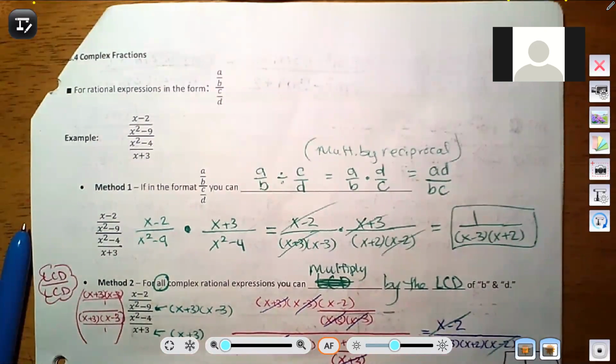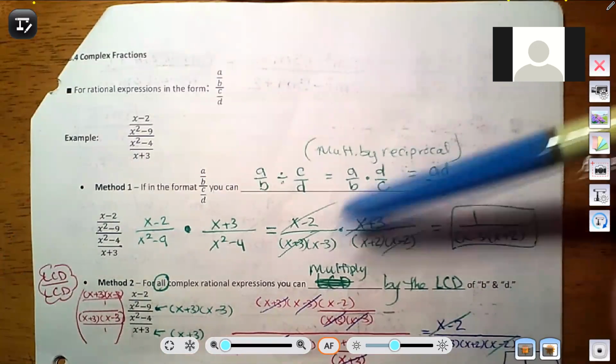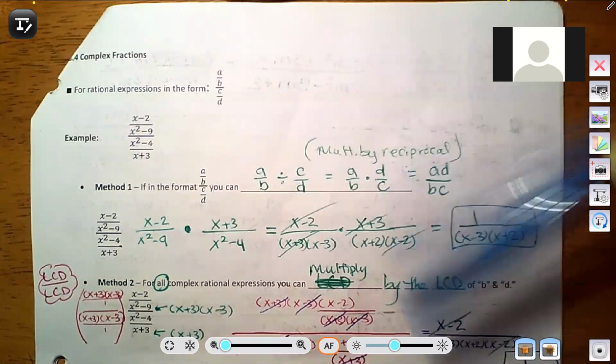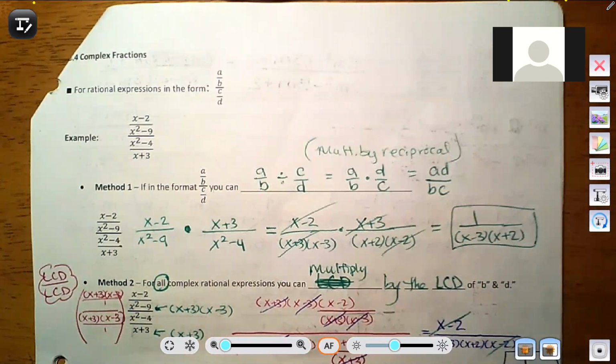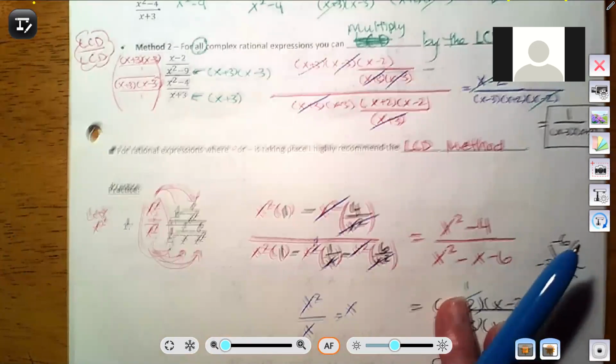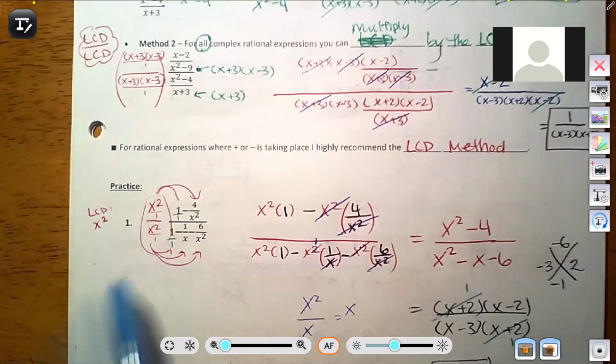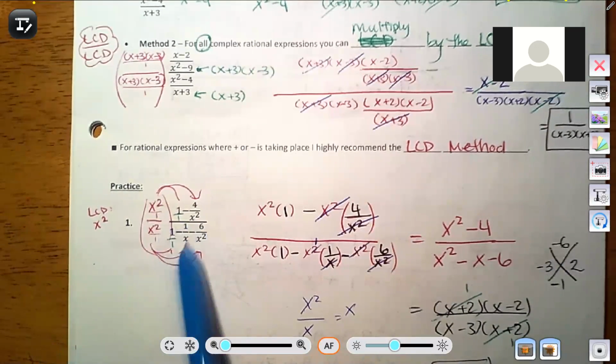6.4 is division of fractions, and so you have a complex fraction, a fraction divided by another fraction. You can change it to multiplying by the reciprocal, but if there's addition or subtraction of multiple terms, for example, down here you have terms in your numerator and denominator, these kinds of complex fractions, the easiest way to deal with those is to do the LCD and clear those fractions.